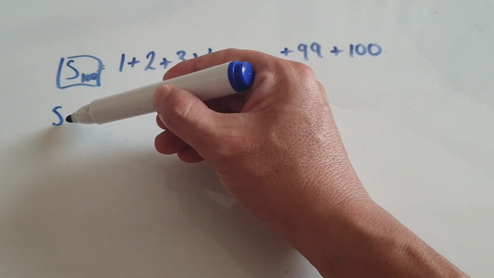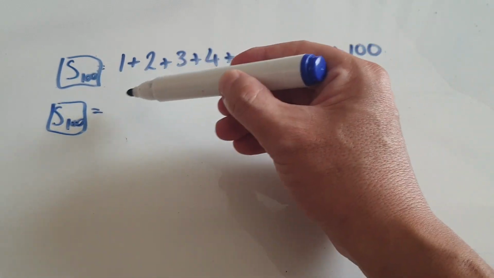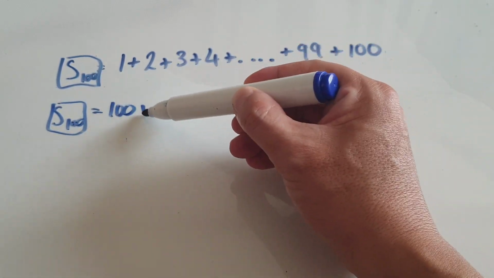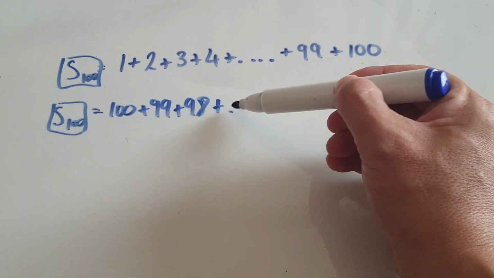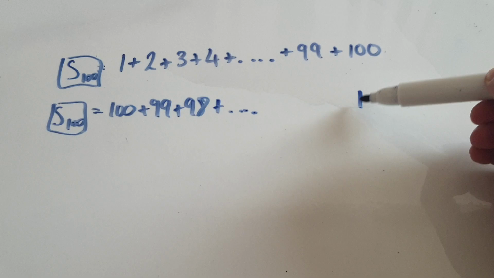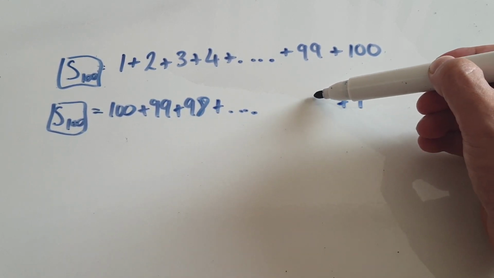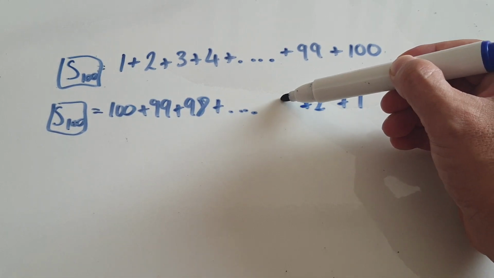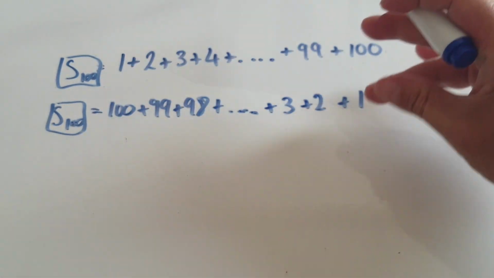So consider another S100, but write it backwards. So this one would be 100 plus 99 plus 98 plus ... The last one will be 1. Penultimate means second to last, will be 2 plus 3 and then ... So now add the two equations together.